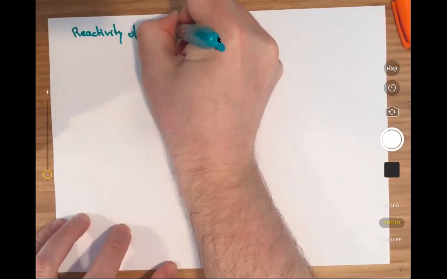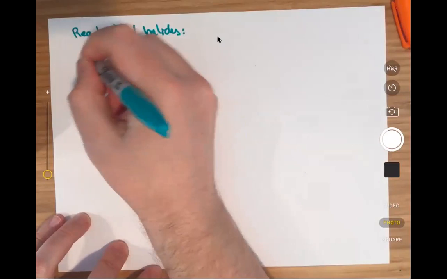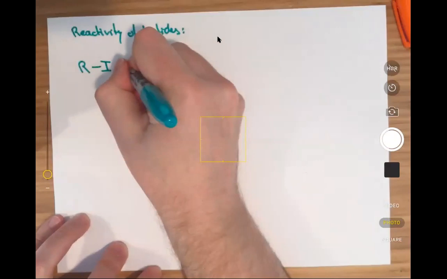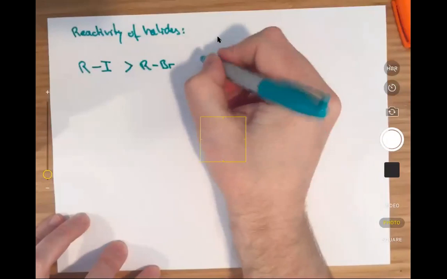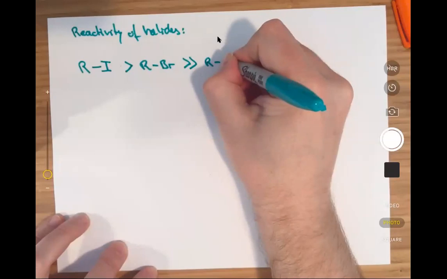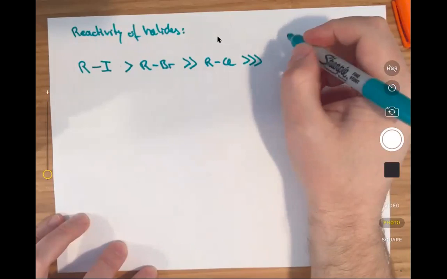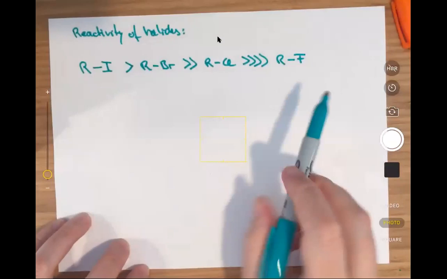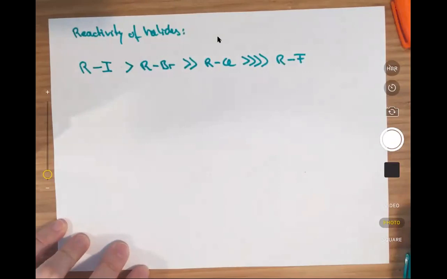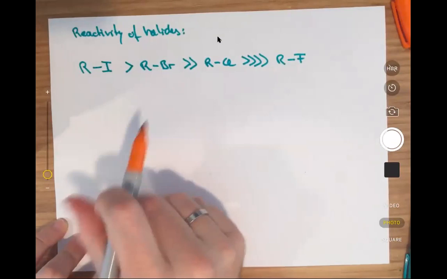So the series here follows essentially the bond dissociation energy. So RI is significantly more reactive than RBr, and that is a lot more reactive than the chloride. And this is infinitely more reactive than the fluoride. Now, the simple series here allows you to perform these cross-coupling reactions selectively in the presence, for example, of iodides and bromides on the same molecule.